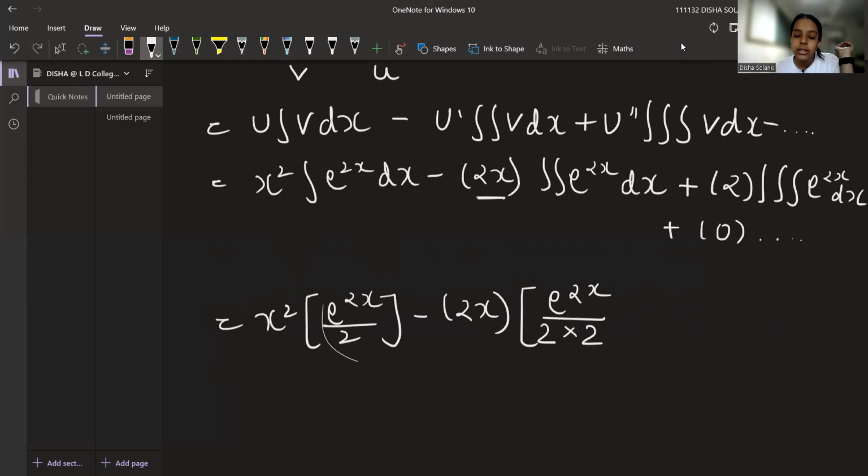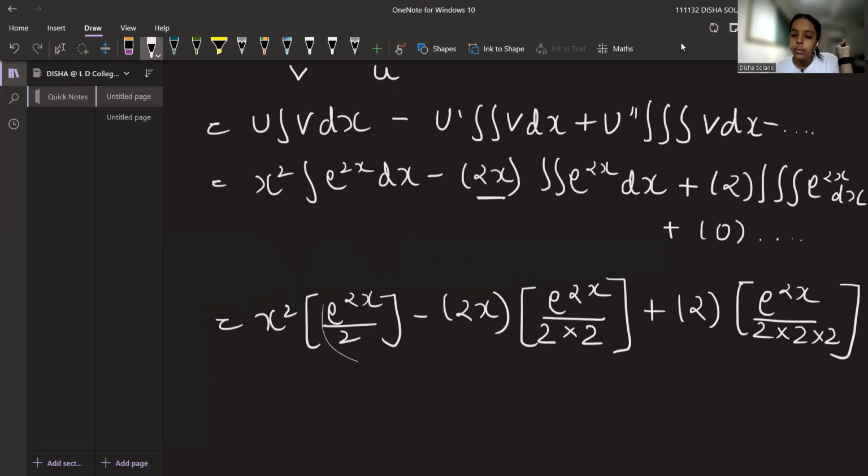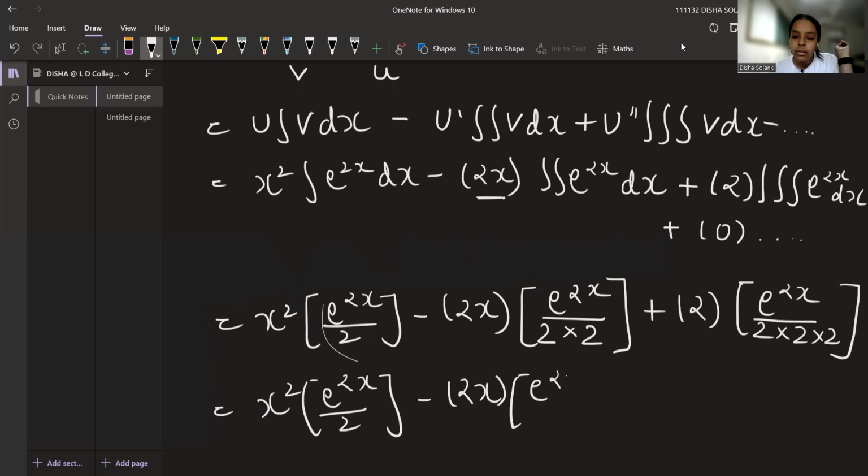Here we have already got the integration of e power 2x by 2. So double integration is e power 2x by 4, plus 2 into triple integration of e power 2x, that is e power 2x upon 2 into 2 into 2. So let's come to our final answer. x square e power 2x by 2 minus 2x e power 2x by 4 plus 2 e power 2x by 8.